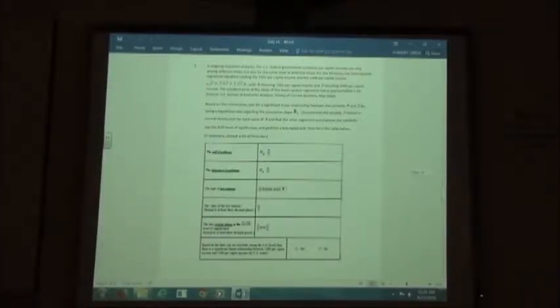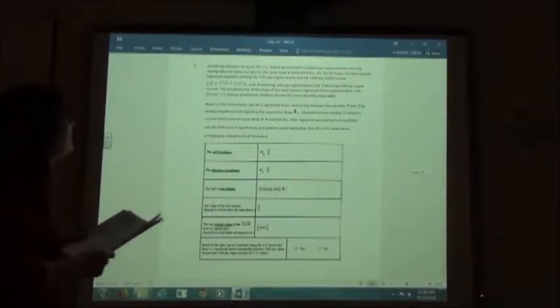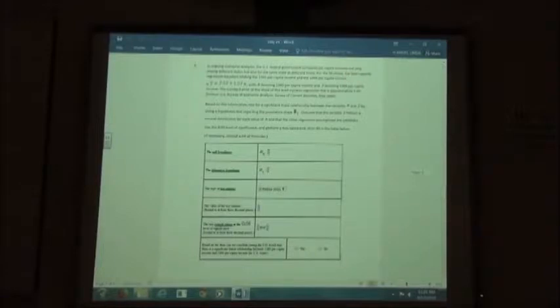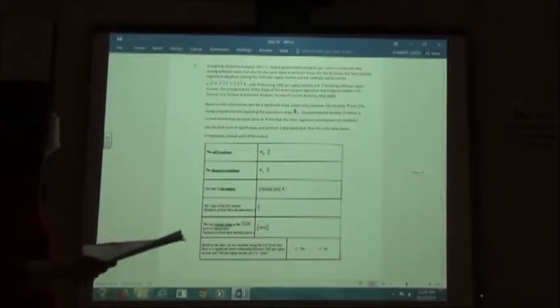Based on this information, test for a significant linear relationship between the variables x and y by doing a hypothesis test regarding the population slope B1. Assume that the variable y follows the normal distribution for each value of x and that the other regression assumptions are satisfied. Use a 0.5 level of significance and perform a two-tailed test.